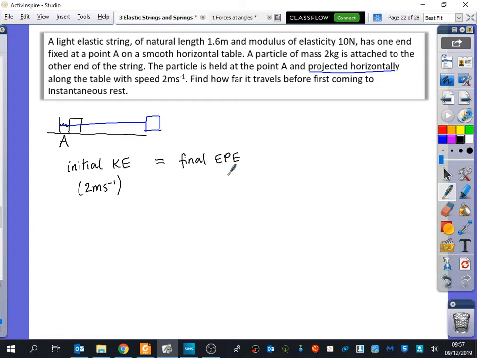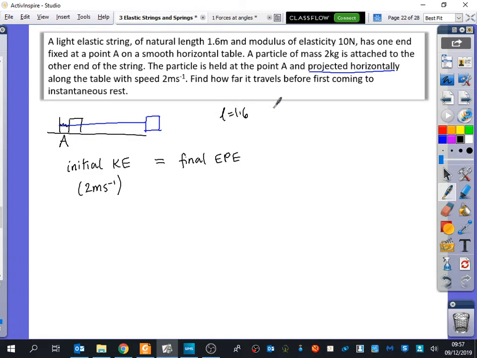Does it have any other things? Does it have kinetic energy at the end? It doesn't have any kinetic energy either. It's smooth. If it wasn't a smooth table, we would have work done against friction, but it is a smooth table, so we don't need any of that. It's often useful to write down some of the information from the question to make it a bit easier.